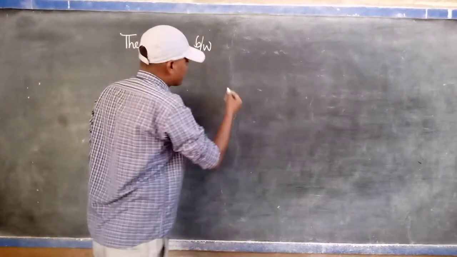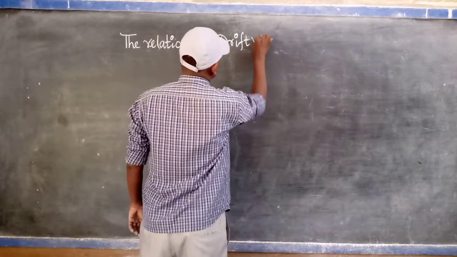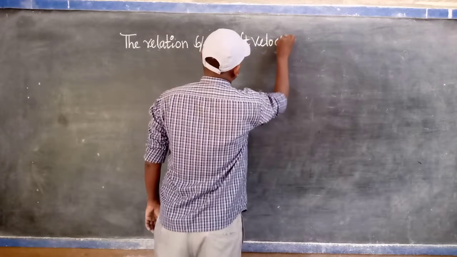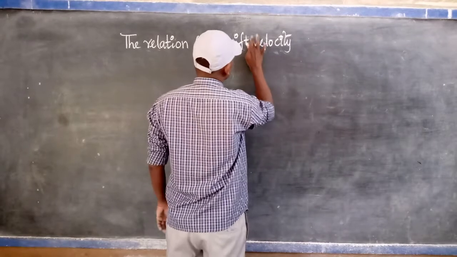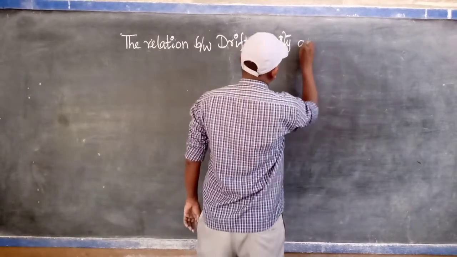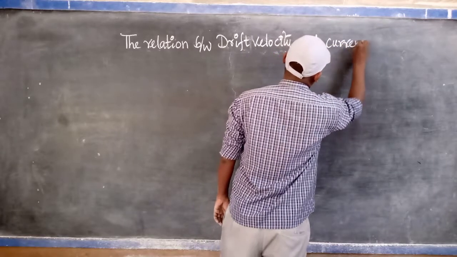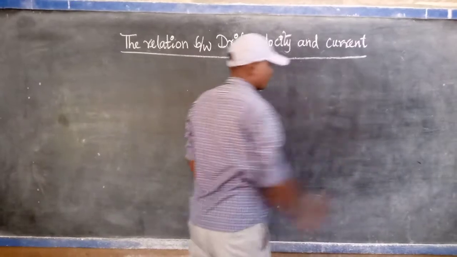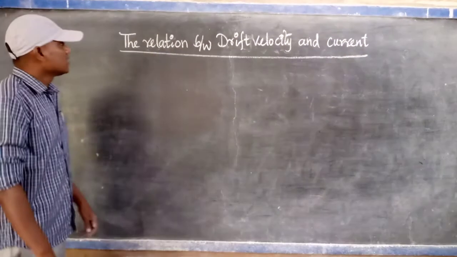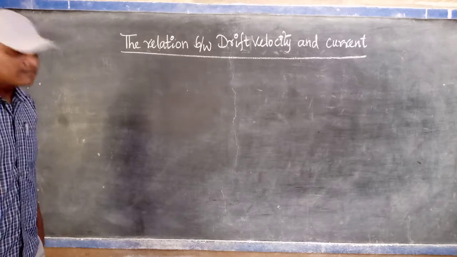The relation between drift velocity and current, or current and drift velocity. It is important for 2 or 4 marks. What is the relation between drift velocity and current?